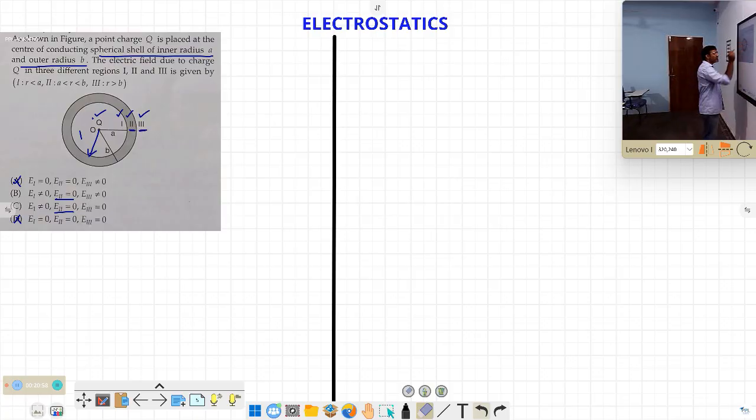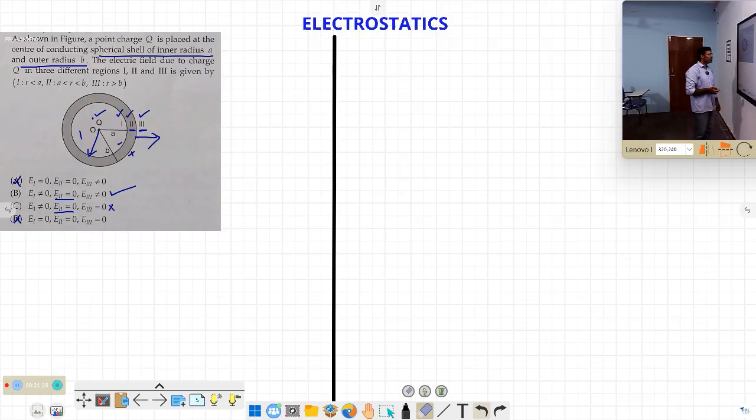The third region is the outside region. When you come across the outside region, this is the charge Q that is taken. Induced charges are going to be developed here. That induced charge creates one more charge outside also. Due to this, there is an electric field outside of this spherical ball having inner radius and outer radius. So there is an electric field outside also. So in the case of option B, where the electric field intensity outside is zero, it is not correct.